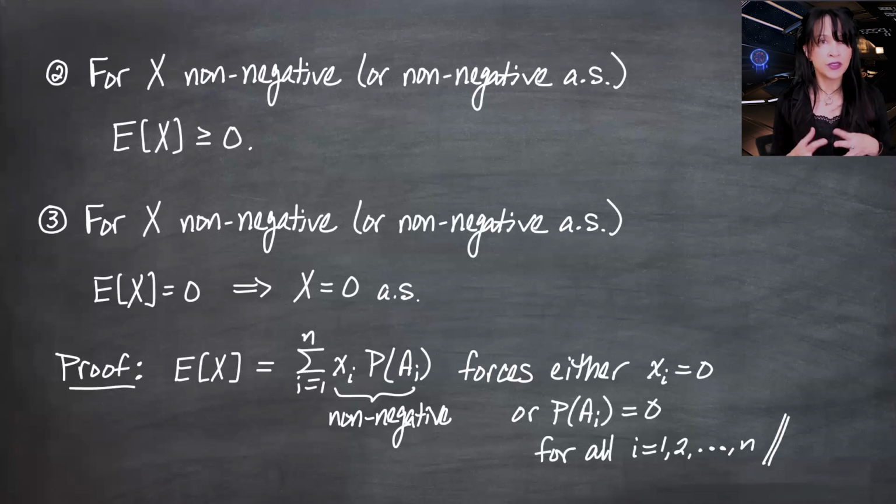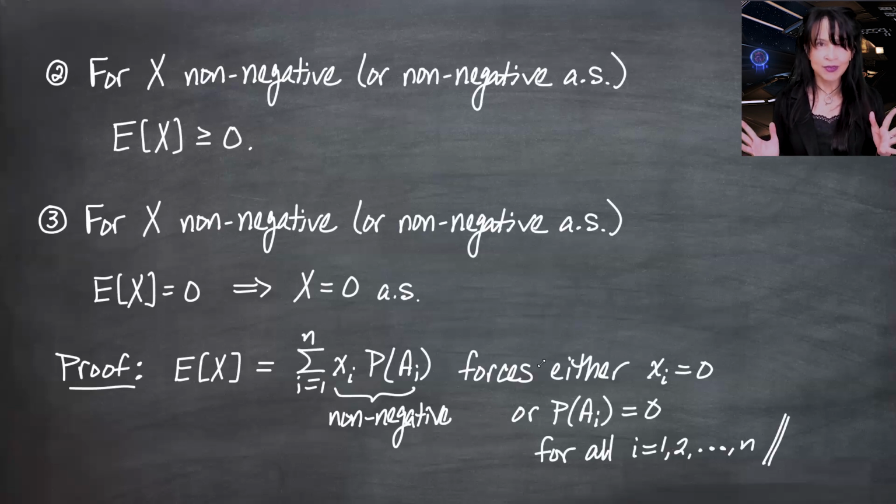And so if the ith term is 0, that forces either a sub i to be 0 or the probability measure of A sub i to be 0, or even both. And that means that the values that x can take on are either zero, or if they take on other values, that happens on sets of probability measure zero, and that is the definition of x being zero almost surely.